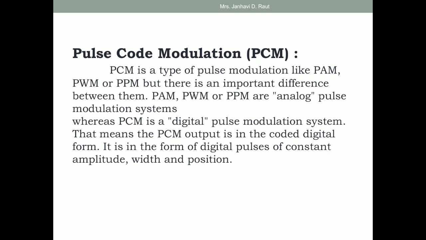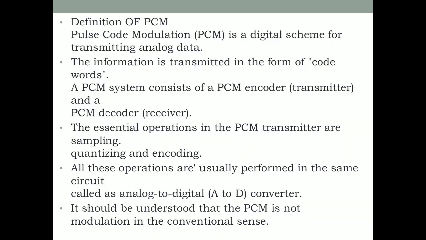So now the definition of PCM. Pulse code modulation is a digital scheme for transmitting analog data. The information is transmitted in the form of code words. A PCM system consists of a PCM encoder or transmitter and a PCM decoder or receiver. The essential operations in the PCM transmitter are sampling, quantizing, and encoding. All these operations are usually performed in the same circuit called the analog to digital converter.